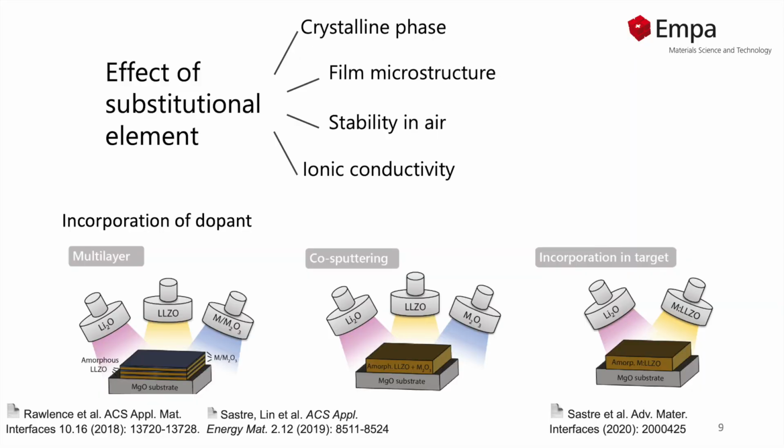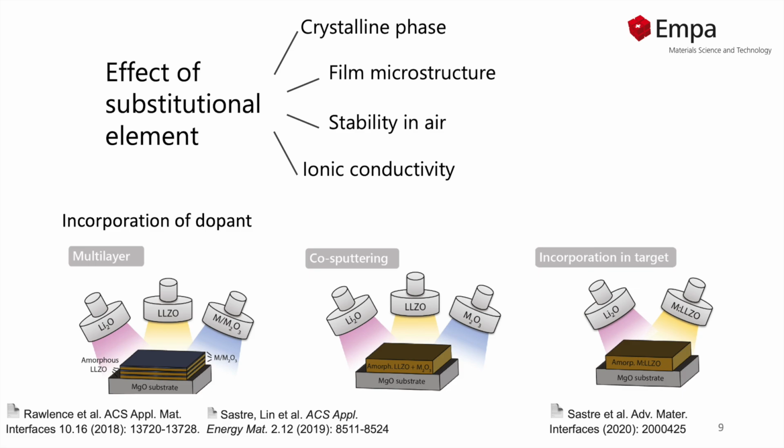The question now is how to incorporate the substitution element into the films. In our group, we worked with different approaches. The first one consists in depositing it in the form of multilayers. Basically, depositing overlithiated LLZO, a thin metal or metal oxide layer, and repeating this sequence multiple times. This allows us to control the amount of dopant in the films precisely. However, it leads to some inhomogeneities in the dopant distribution.